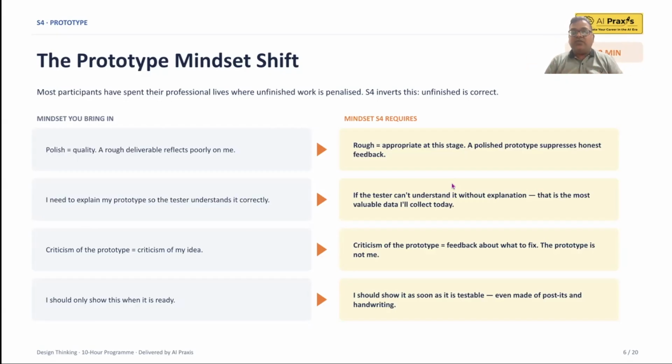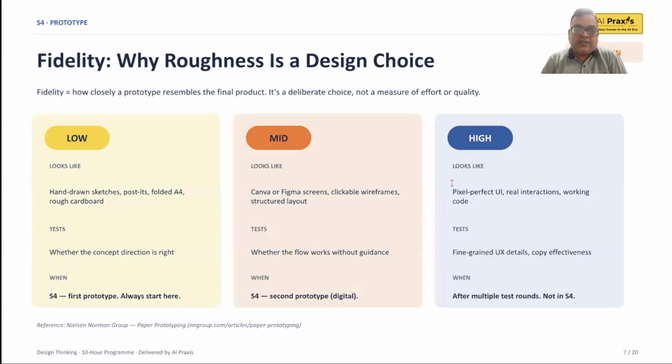As you build today, keep one thought in mind, right? We are not here to create a perfect product. We are here to learn as quickly as possible. That is the prototype mindset, and it's what separates innovators from perfectionists.